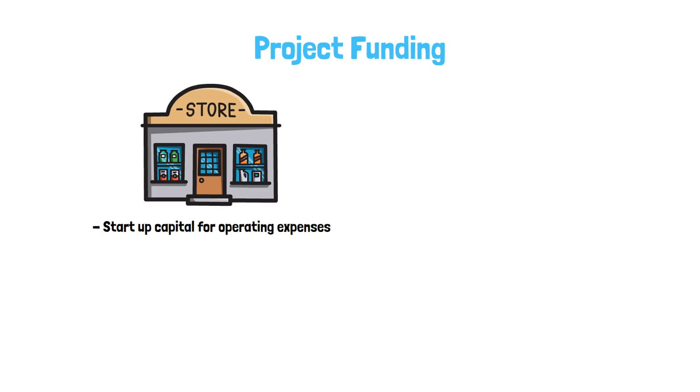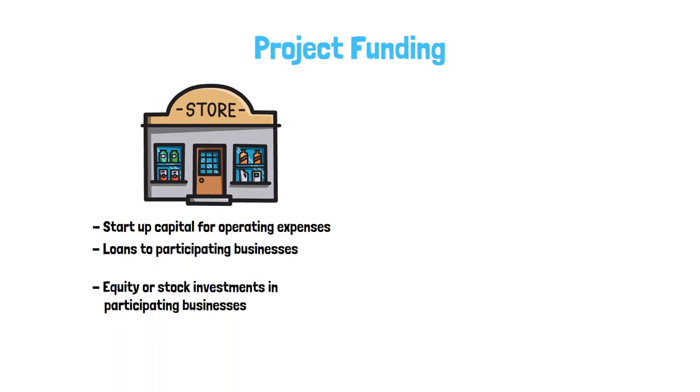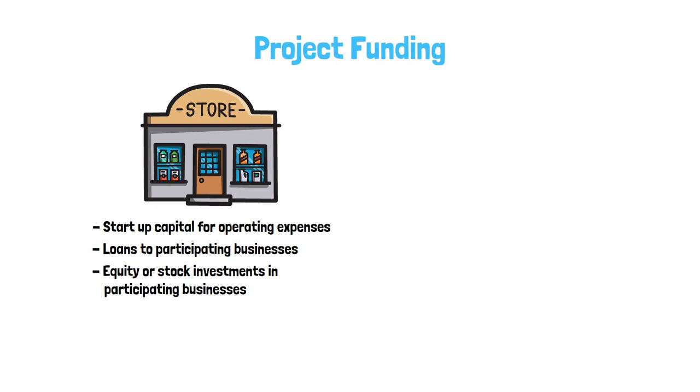As you write the application, ensure that CED funds are connected only to eligible activities. Eligible activities include startup capital for operating expenses, as well as loans, equity, or stock investments in participating businesses. Your application will include a budget justification narrative where you will describe the budget and its uses in detail, but you may also reference the budget items throughout the application.